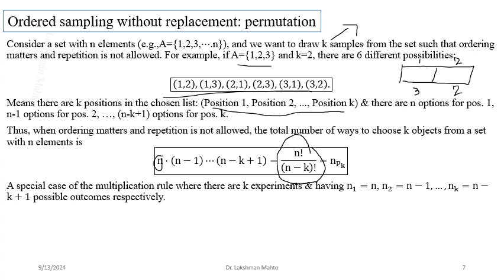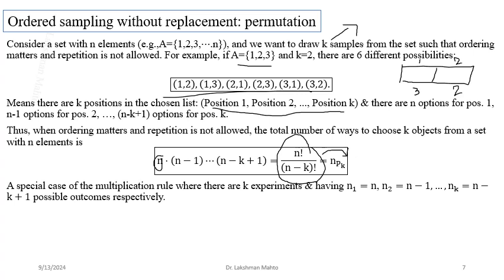That means in factorial terms, you are writing factorial n divided by factorial n minus k. And this we call permutation: permutation of n elements taken k at a time. That means we are having a sample of size k.